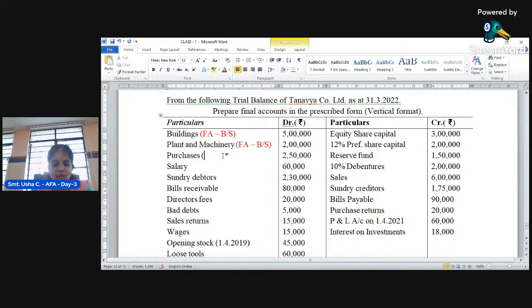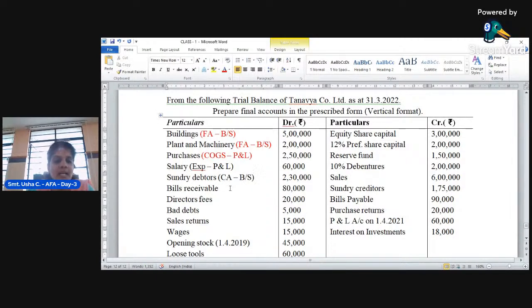Purchases is an item of profit or loss which will be taken under cost of goods sold, right? Next, salary. Salary is an expense. All expenses will be taken under profit and loss. Next, sundry debtors. Sundry debtors are assets, correct? It is a current asset and which will be taken under balance sheet.